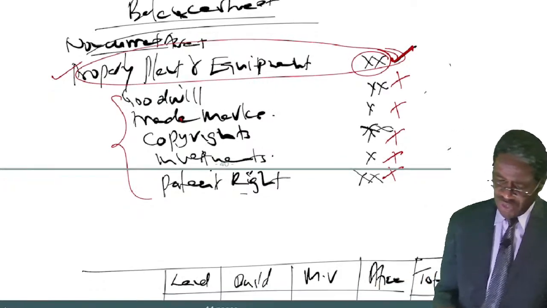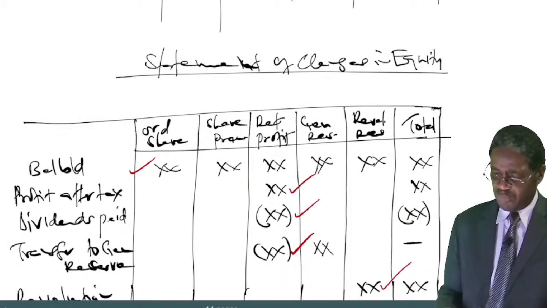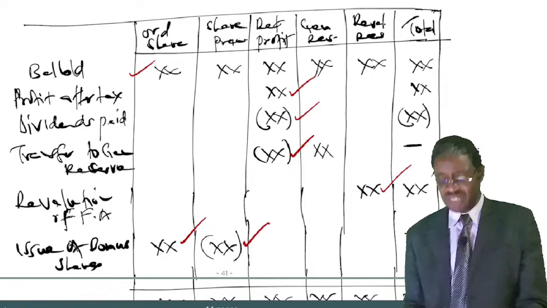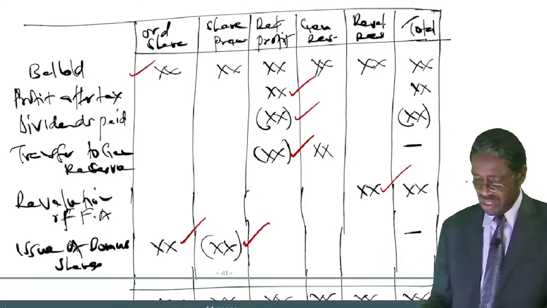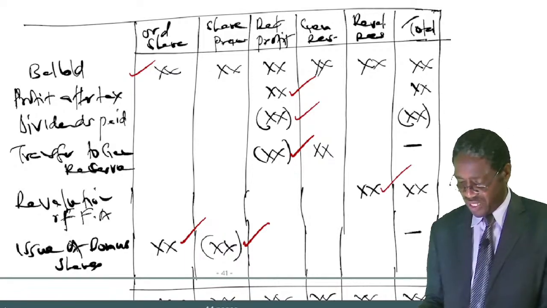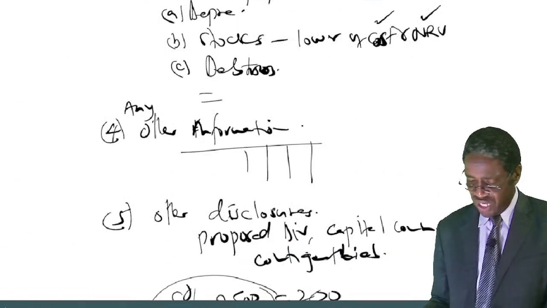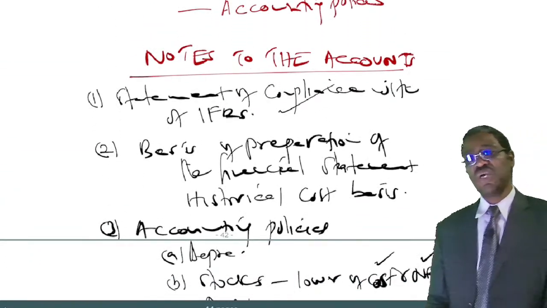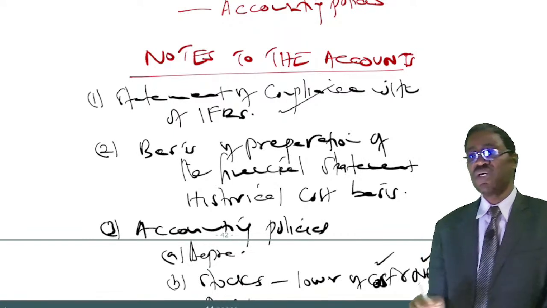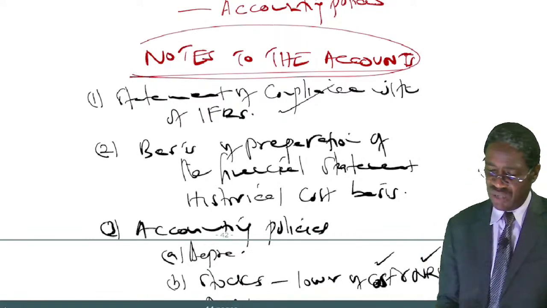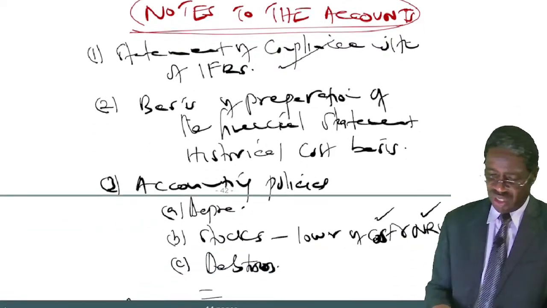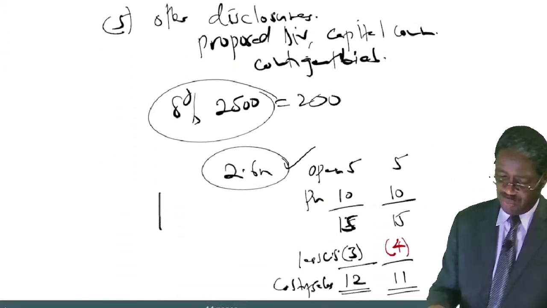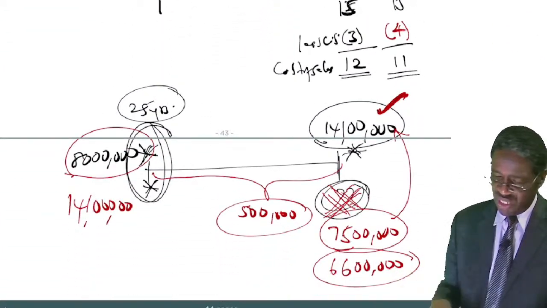Good. From there, we discussed how to prepare the statement of changes in equity. That one we can review later when we are preparing it for the question. From there, we also discussed how to prepare what we called notes to the accounts. That one we can also review later, but we talked about that, and we had to put down the summary notes. Then we discussed all that.